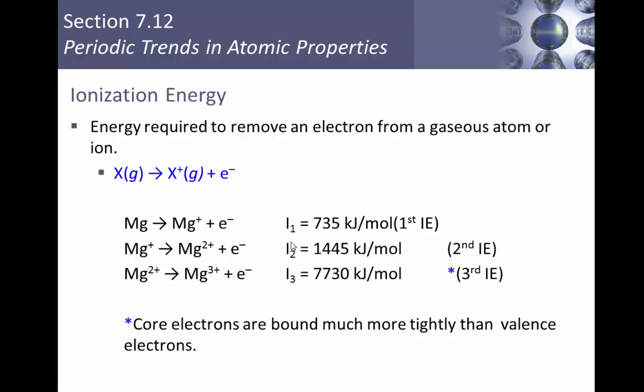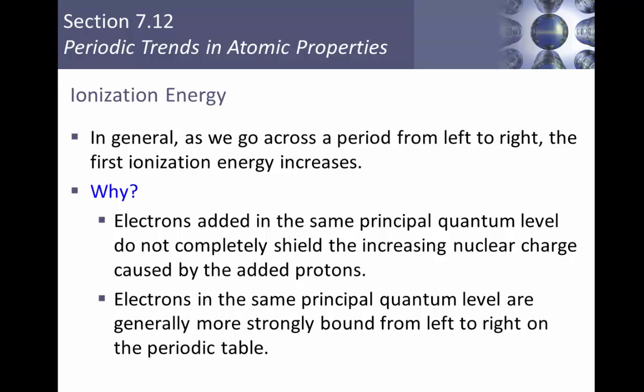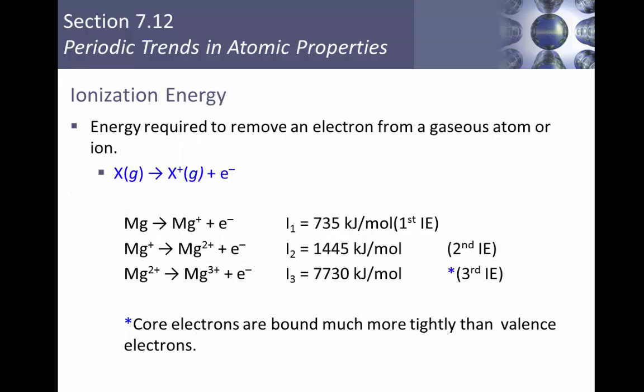Okay, so we're starting with ionization energy, and the definition of ionization energy is simply the energy required to remove one electron from a gaseous atom or ion. Notice the blue equation where we see the atom, and then it becomes an ion because we've removed an electron. So notice how they make that notation in the equation.